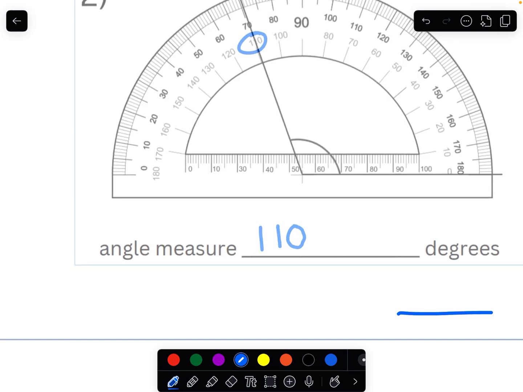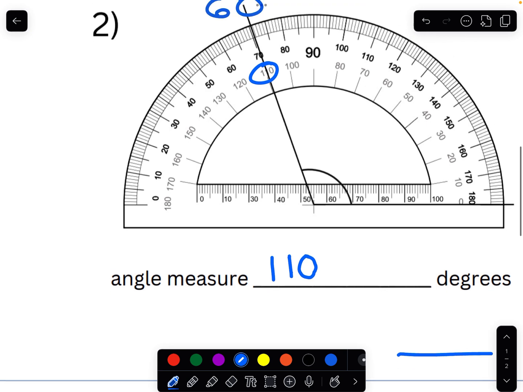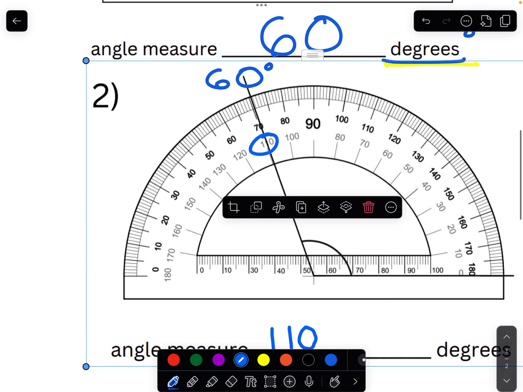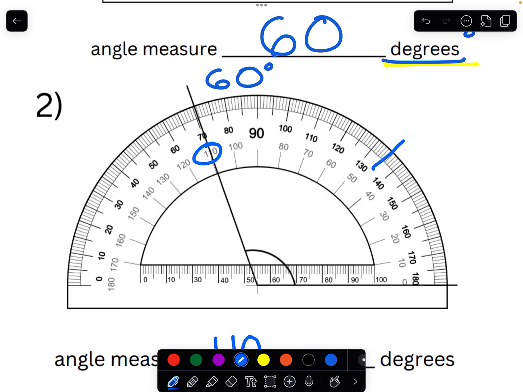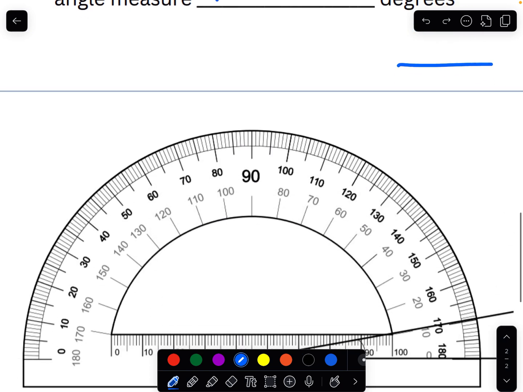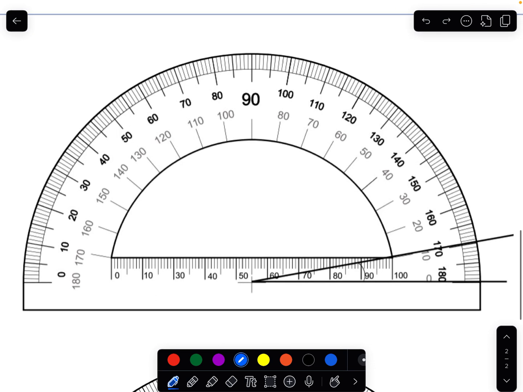And by the way, the midpoints here, oopsies, didn't mean to do that. Let me get this back to where it needs to be. These midpoints here just go up by 5. So let's say I have an angle that goes here. This would be 55 degrees. Hopefully you get the idea.